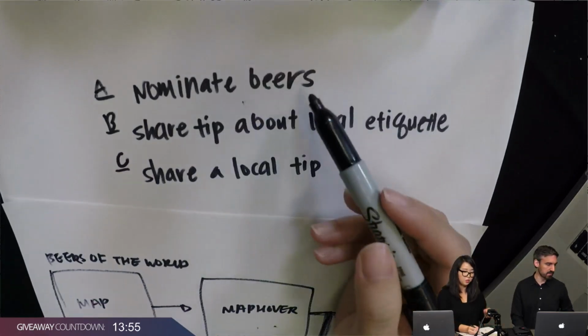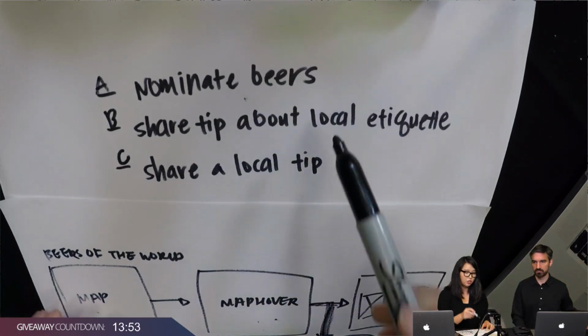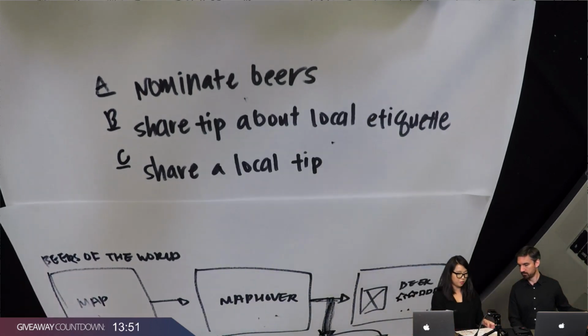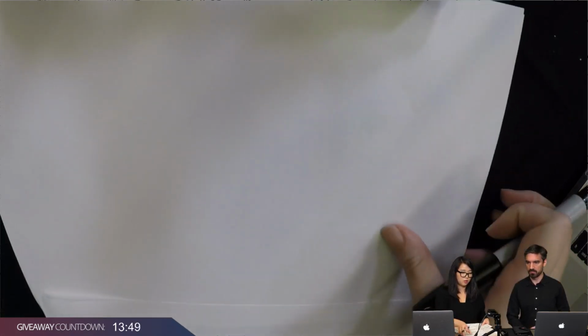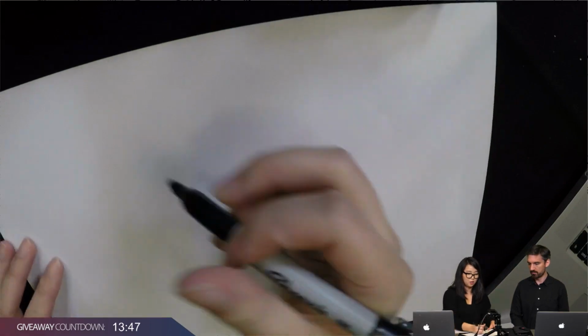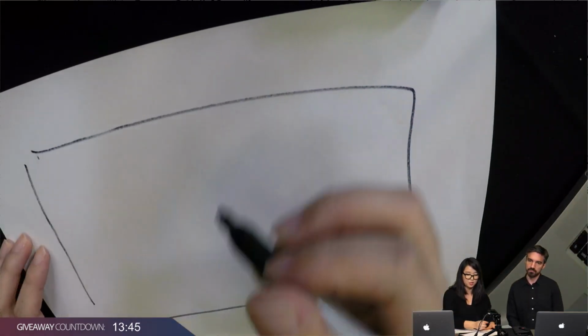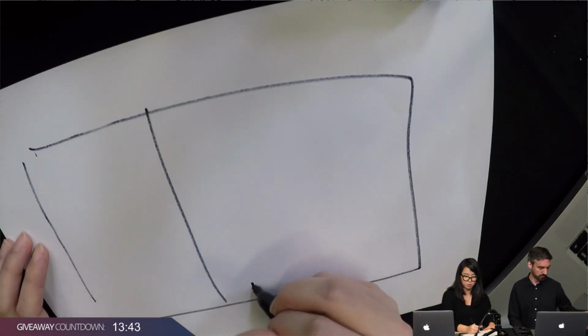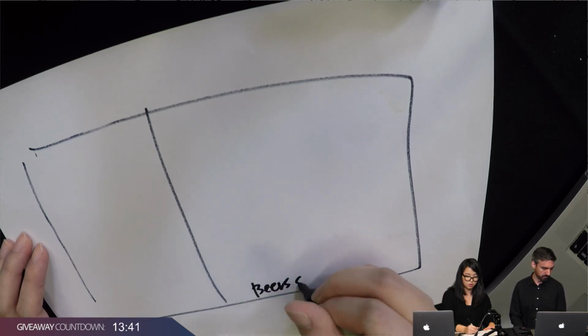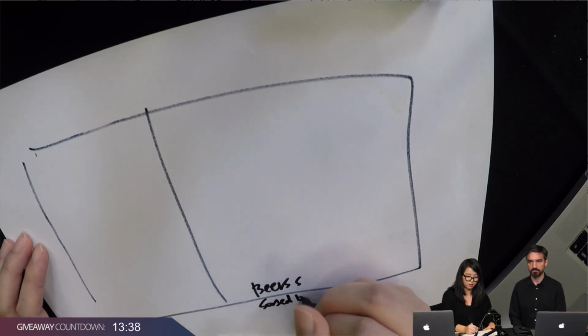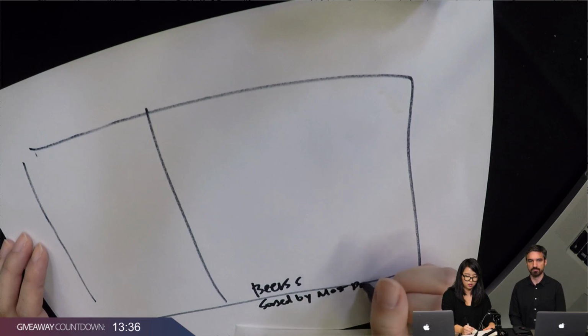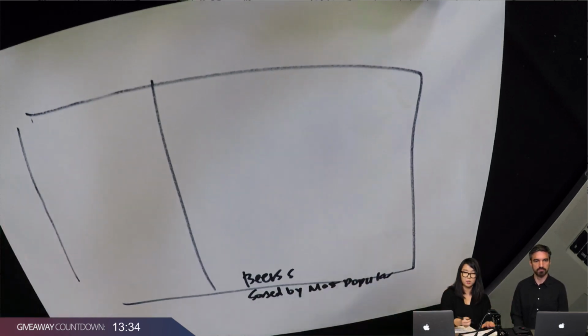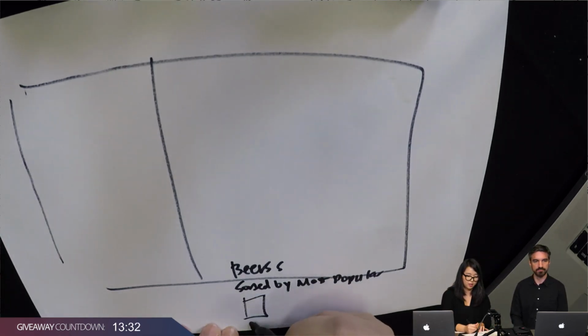So nominate beers is all good. Share a tip about local etiquette. We could treat it the same way. So actually, let's start this new paper here. On the country detail page, we have the beers sorted by most popular. Just so I know what to add to these screens: there's a beer, there's a name, and then there's a rating.